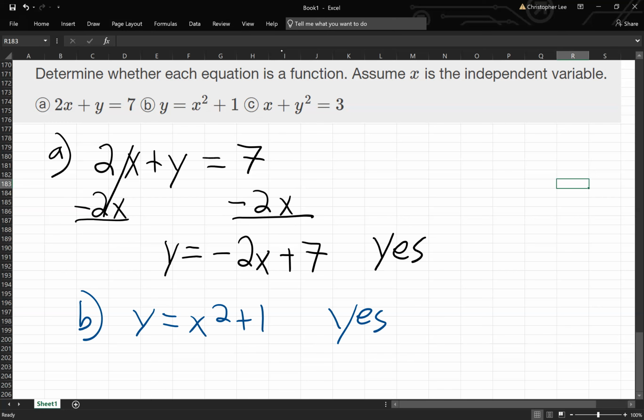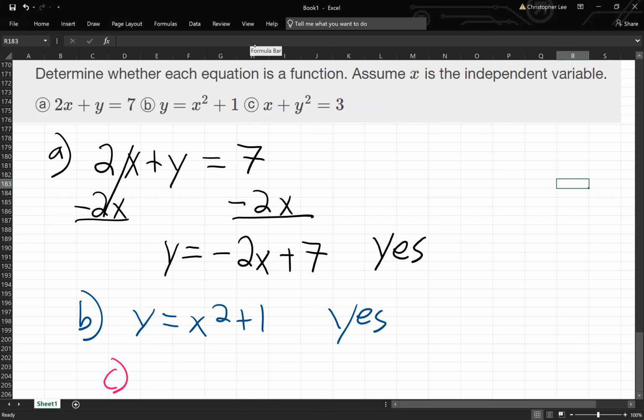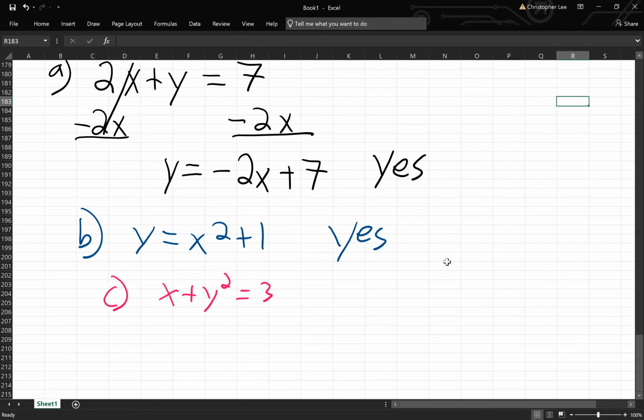All right, let's take a look at another one. Let's take a look at C. Now C is where you're gonna see that real definition come out. I got x plus y squared is equal to 3. What do I want to do here? Hold on, let me try and scroll down. I want to solve for y. Always solve for y. Subtract the x, right?